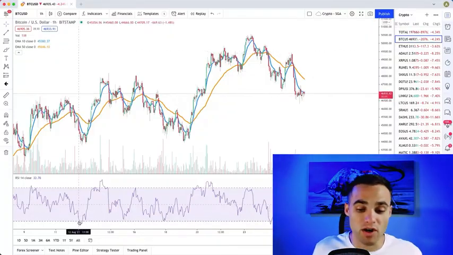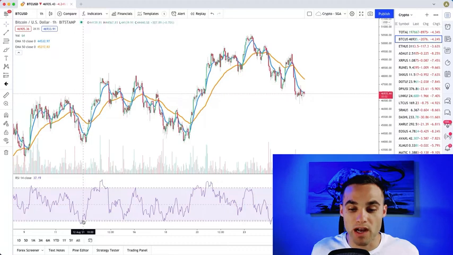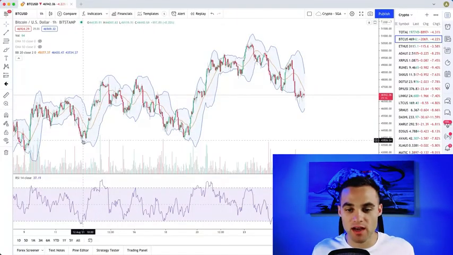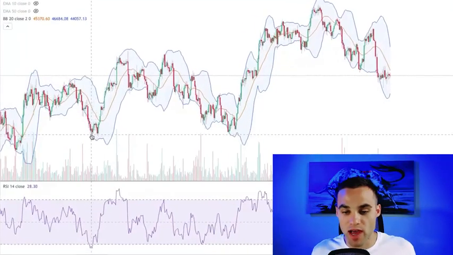Now, again, on the RSI, let's say that you enter here when it dips below and it comes back in. Maybe the way that you exit the trade is you wait for it to go above this 70 level where it's overbought.